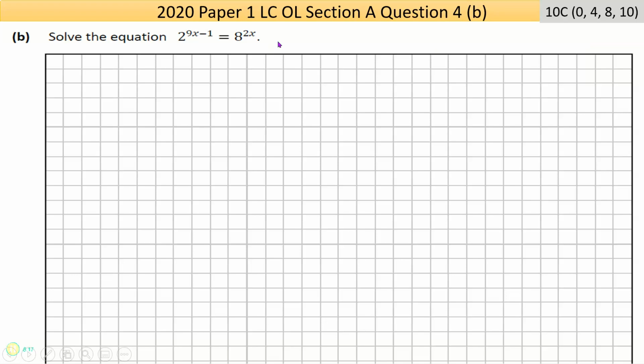Now, the last one here is a 10 marker. I like these questions. Power questions, just whatever rules of powers that are important that you have a handle on. The trick here simply is these base numbers have to be the same. Currently they're not. So I like that 2, so that's 2 to the power of 9x minus 1. But this 8, I want to change that. I would say change it down to 2s. So how else can I say 8? Well, it's the same thing as 2 to the power of 3.